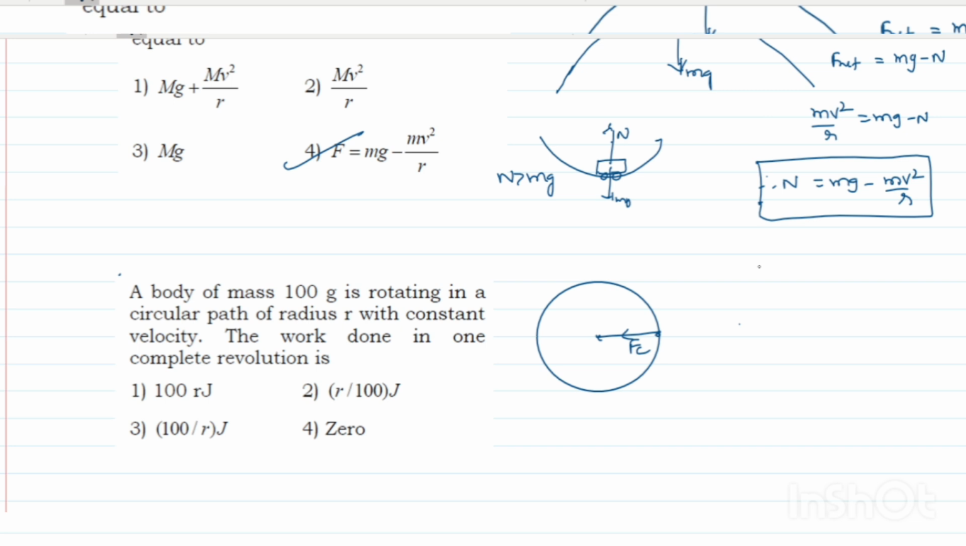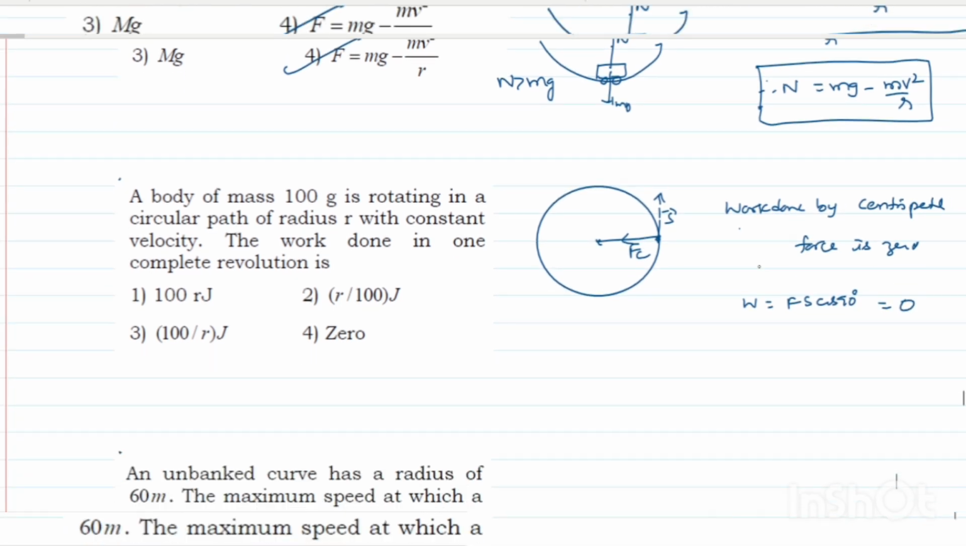For one complete revolution, you can take the displacement along this direction, and the velocity direction will also be along the same direction. So the work done by centripetal force is always 0, because W equals Fs cos 90. The centripetal force and displacement are both perpendicular, so we get 0.